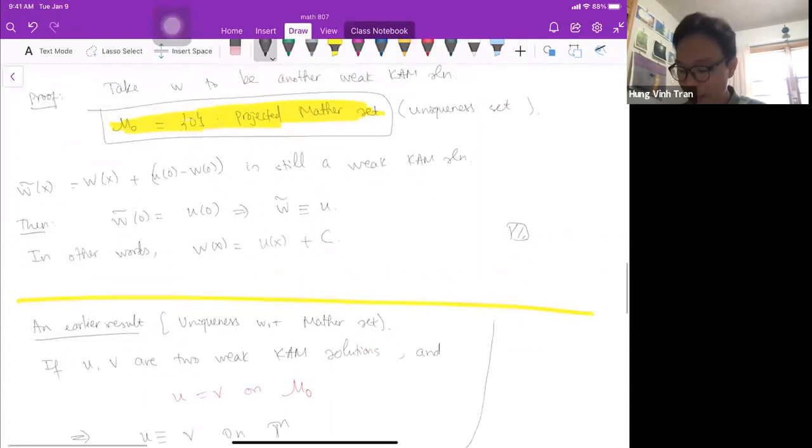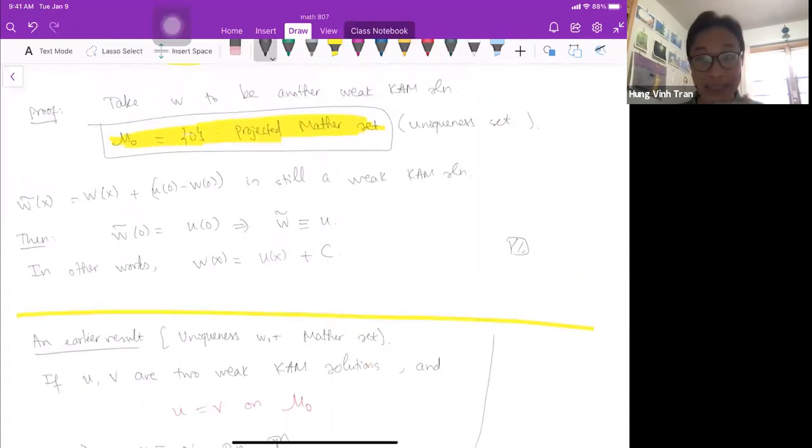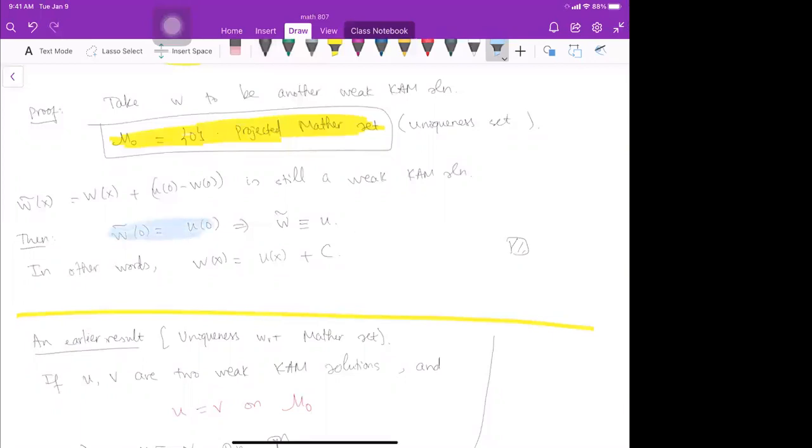But I'm using it now in our very baby example, where the projected matter set is only 1 point. So for W, I shifted it by a constant to have W tilde, and W tilde equals U at 0. So that must mean they are the same. I see. Thank you. Thanks a lot for the question.